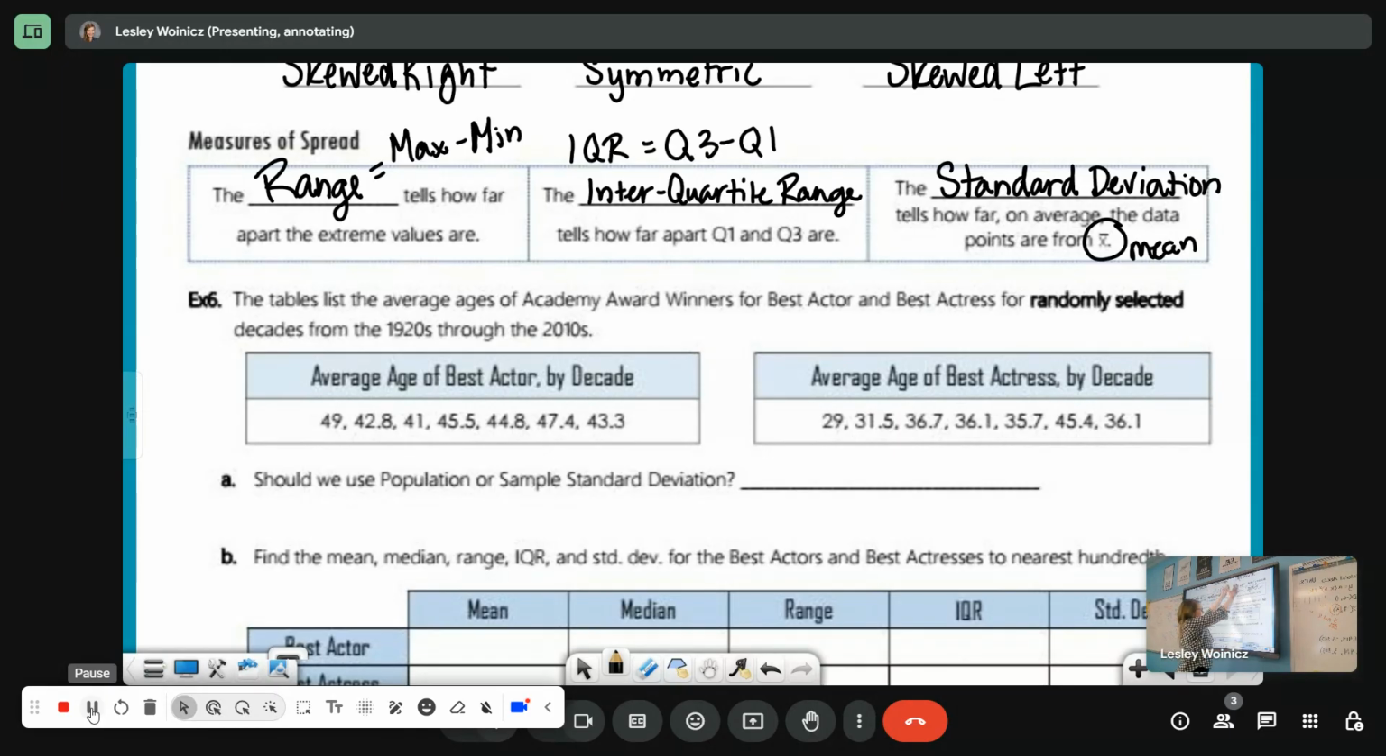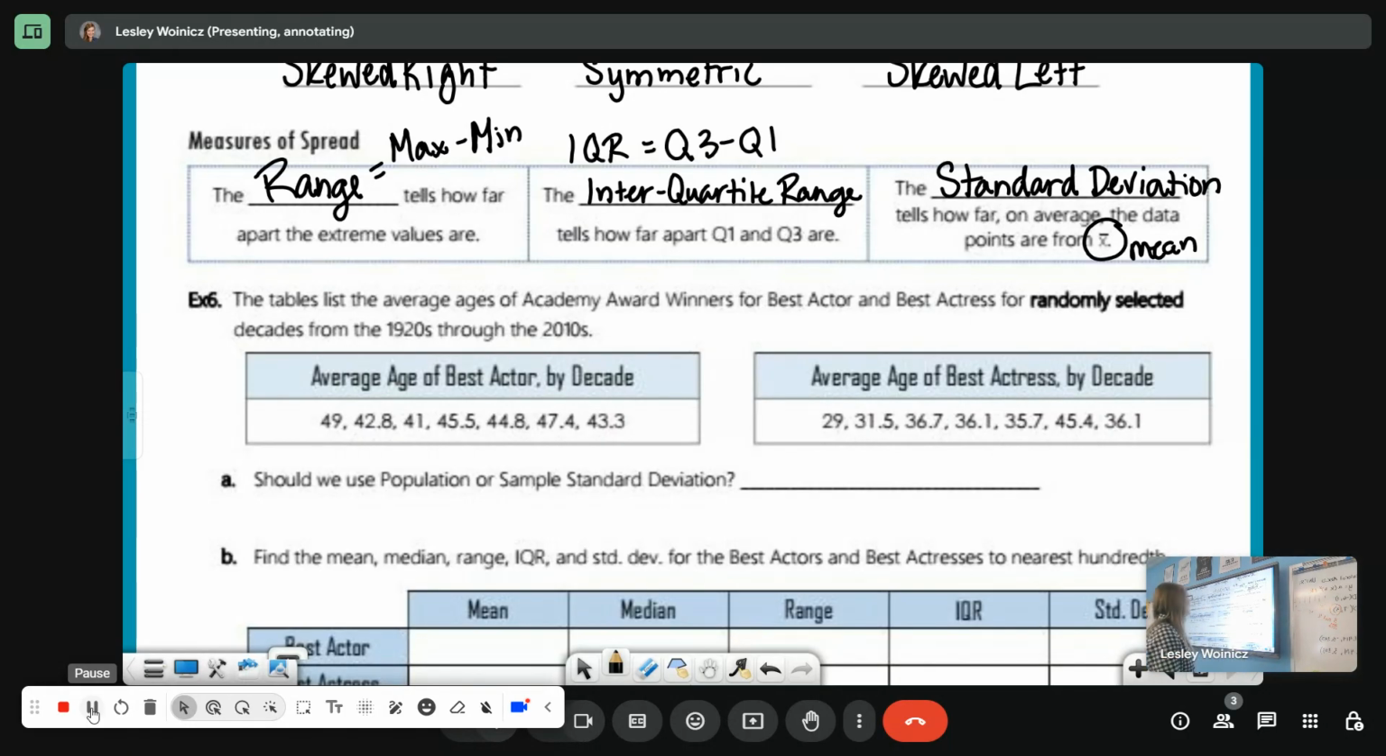Okay, so the range tells us how far our max and min are apart. The IQR tells us how far apart our upper and lower quartiles are. The standard deviation tells us how far, on average, the data points are from the mean. Every single one of these measures is talking about how far, how far, how far. They're all measures of spread, okay? Our mean, median, and mode, these are measures of center. They're telling us what the middle of our data is doing. This is telling us how spread out our data is, how far apart things are.